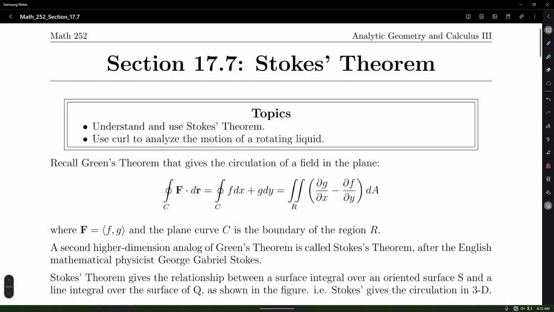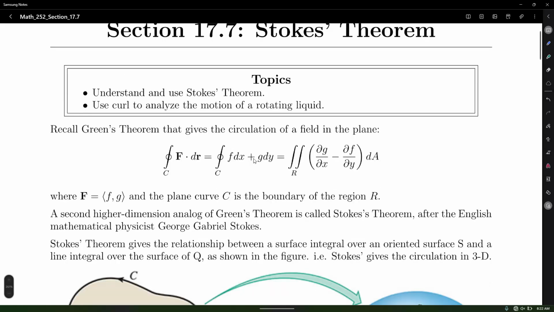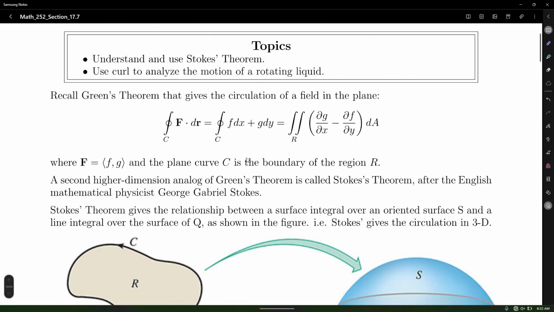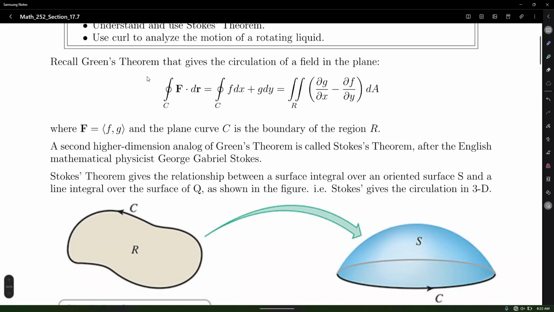But what is Stokes' theorem? Well, Stokes' theorem is the first part of Green's theorem, that is the circulation, but in 3D, in space. That's what it is about. So that's why I have Green's theorem right here to recall what it is. Again, this is the two-dimensional curl, or it is the z component of the curl in our curl calculation.